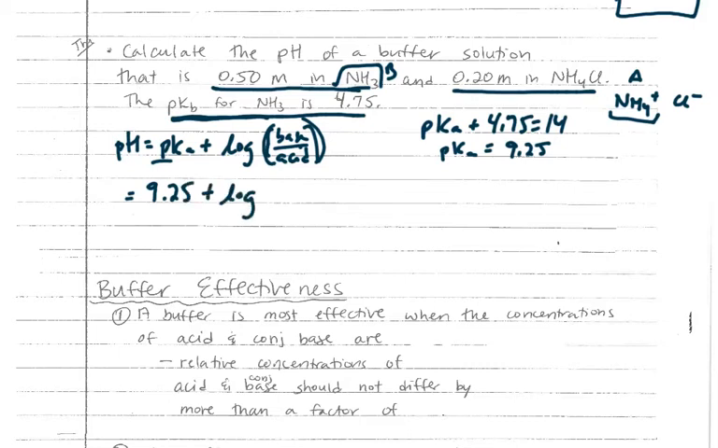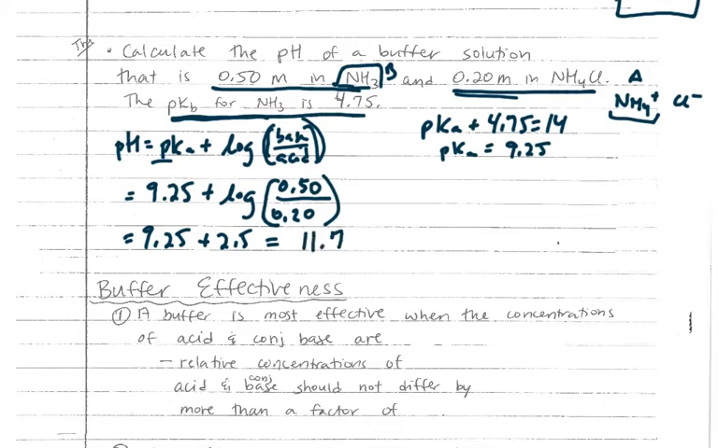plus the log of the concentration of the base over the concentration of the acid. Which is the base? That's the NH3, so that's 0.50, and the acid is this guy over here, so 0.20. And the log of 0.5 over 0.2 is 2.5. So we get 9.25 plus 2.5 equals a total of 11.75. That is our pH.